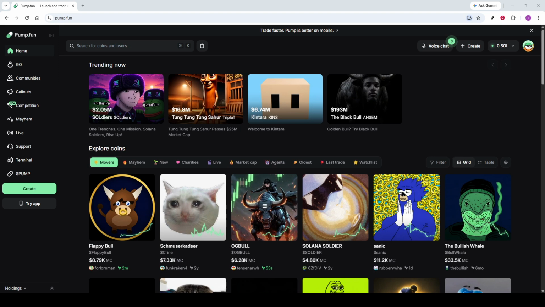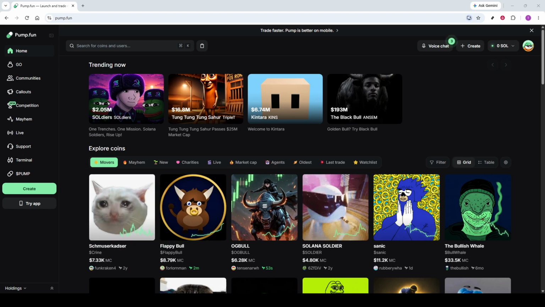To begin, head over to Pump.fun so you can view the platform and understand the environment where this activity happens. Pump.fun is built around launching and trading meme coins on Solana, and visibility matters a lot there. Tokens that appear active can sometimes gain more exposure, especially when they seem to have momentum.